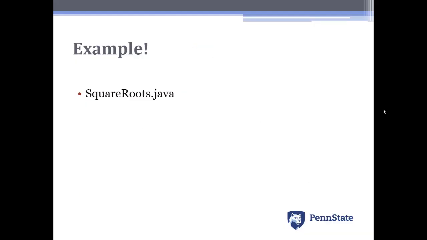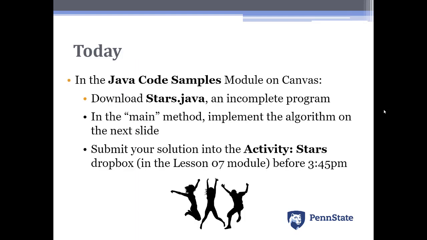Now that we're done looking at squareroots.java, let's move on to doing something on our own. Today, in the Java Code Samples module on Canvas, what I want you to do is download stars.java. This is an incomplete program which you're going to complete. In the main method, we're going to implement the algorithm shown on the next slide. When you're done, submit your solution into the activity stars Dropbox. In other words, submit your copy of stars.java into this Dropbox, which can be found in the Lesson 7 module before 345.